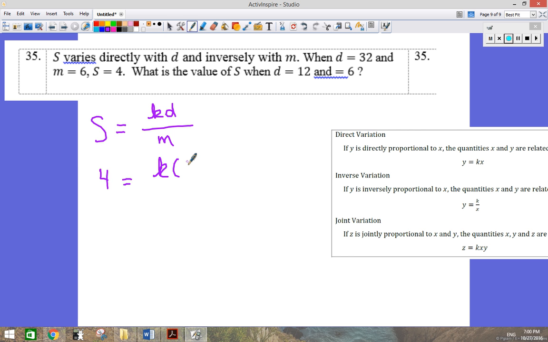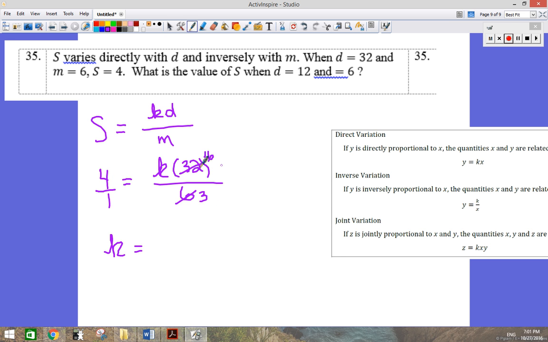They're telling me that D is 32 and the M is 6. Okay, so let's reduce 32 over 6. 2 goes into 32 16 times, and 2 goes into 6 3 times. So now to solve for K, let's take 3 times 4 and then divide it by 16.